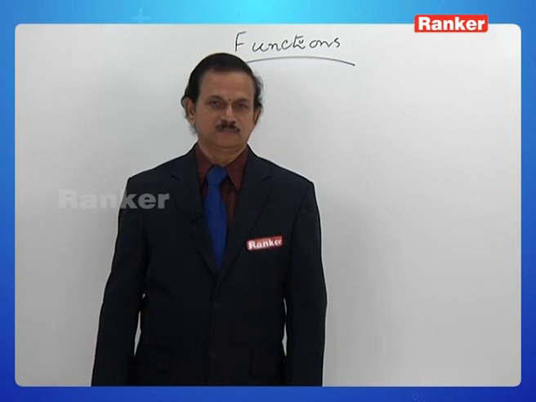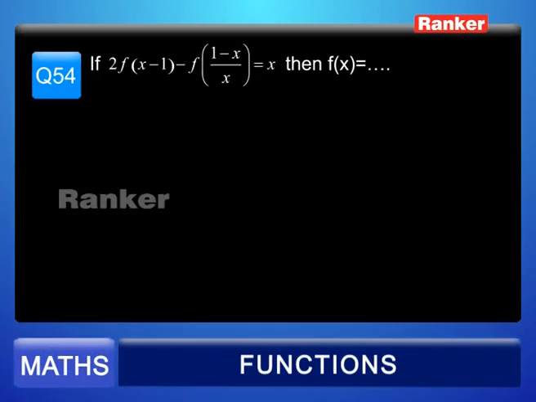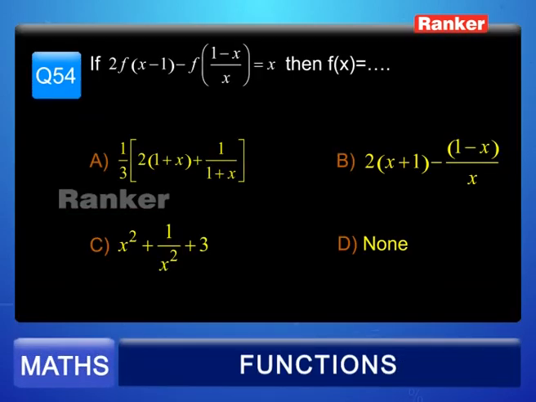In this question, 2 into f of x minus 1 minus f of 1 minus x by x is equal to x. Then what is f of x? The first option is 1 by 3 into 2 into 1 plus x plus 1 by 1 plus x. Second option is 2 into x minus 1 minus 1 minus x by x. Third option, x square plus 1 by x square plus 3. And fourth option is none.